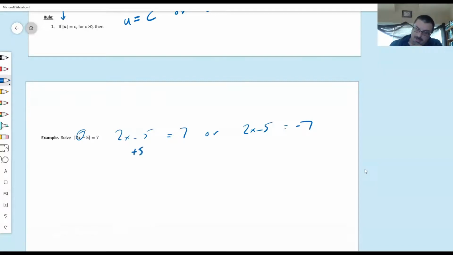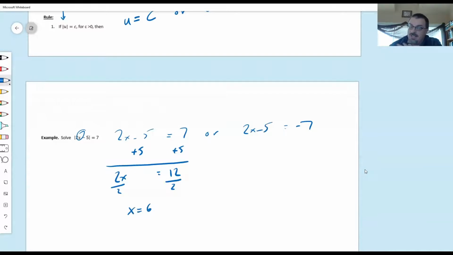So plus 5 equals 12, right? Again, recall, 2 times x, because it's multiplication holding the 2 and x together, to break it, I do the opposite of multiplication, which is division. So divide by 2, divide by 2. X equals 6.